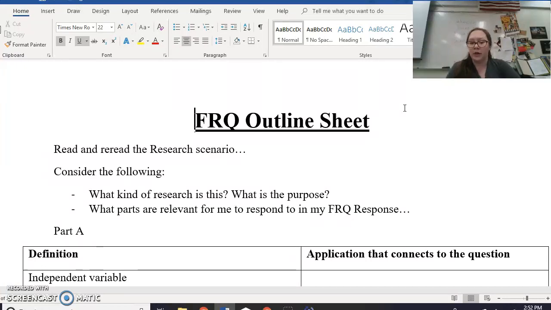What kind of research am I looking at? What is the purpose of this research? What is the researcher's goal? But remember not to infer more information than is directly given in the scenario. Yes, it's a small paragraph, but trust me, there's enough information there for you to write a really good response to your FRQ. This particular research has to do with the perception of geometric shapes and looking at comparison groups. So outlining is very important with an FRQ.